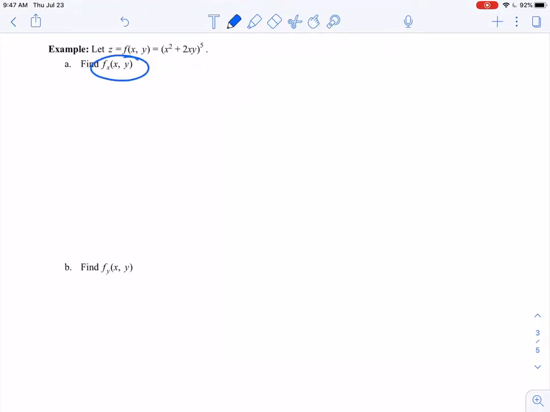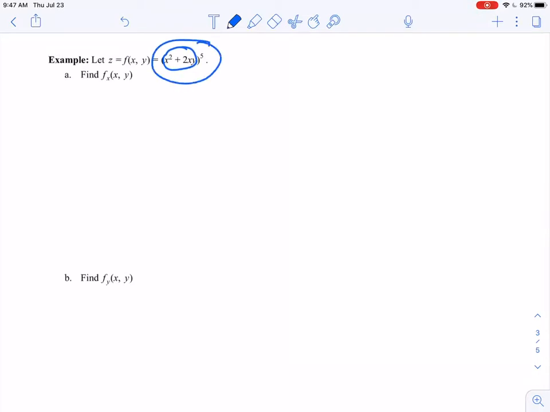I, first of all, would like to find the first order partial derivative with respect to x. So I'm treating y as a constant here, but I have perhaps a slight issue. Here I have x squared plus 2xy, which is a function of x, inside of this to the fifth power right here. I actually have a function inside of a function. So this is going to require our chain rule.